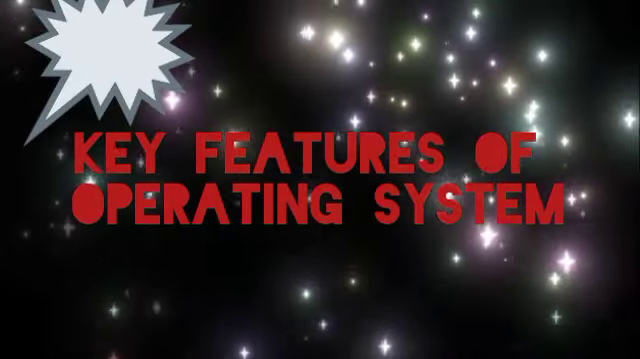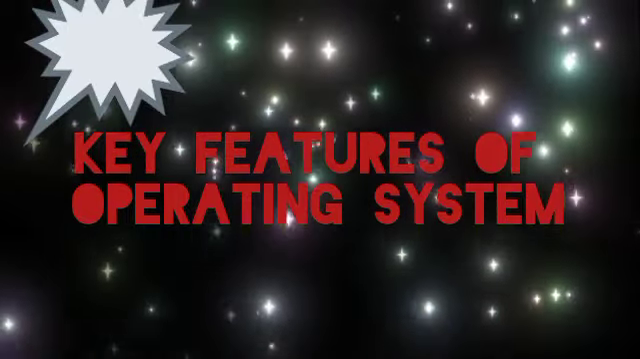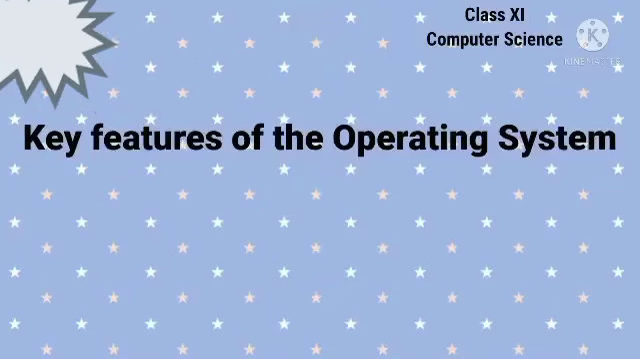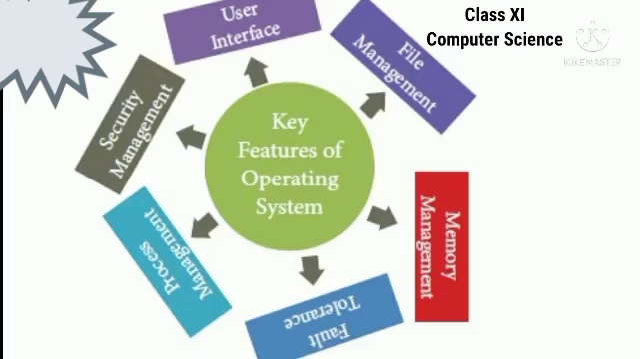In today's class, we are going to discuss some of the key features of an operating system. The key features of an operating system include user interface, file management, memory management, fault tolerance, process management, security management, and so on. These are some of the key features of an operating system.